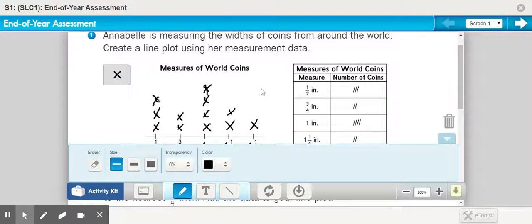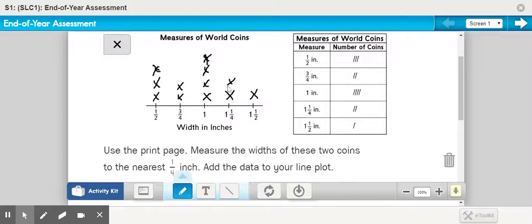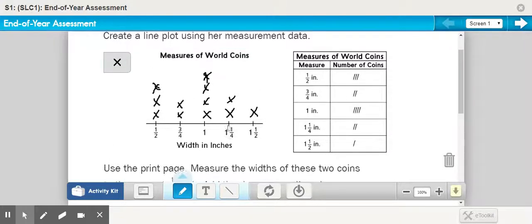And again, this is a line plot. Now I want to speak to you about some of the components of this line plot. So you'll notice that we have a title at the top, and the important words in the title are capitalized. So measures, world, and coins. Then below we have a label, and it tells you what these numbers represent. And so those numbers represent the width in inches for these coins.